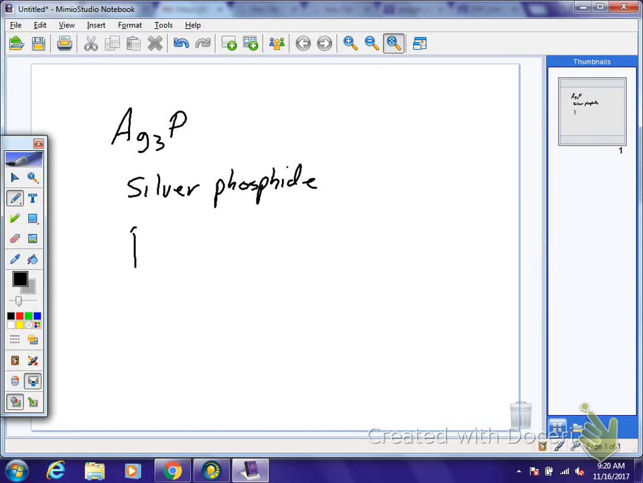PbS. Is it only the first element that's going to be given in a Roman numeral? Yes. Some of you put a Roman numeral with the second one. It's not required, because sulfur's always what charge? -2. So sulfur in this is a -2, so lead has to be a +2, and that's the Roman numeral I need to write for it.